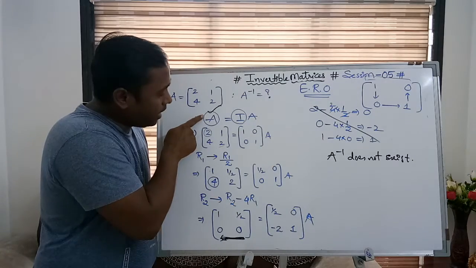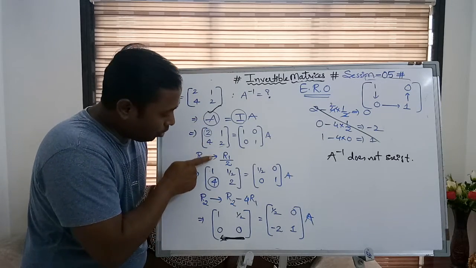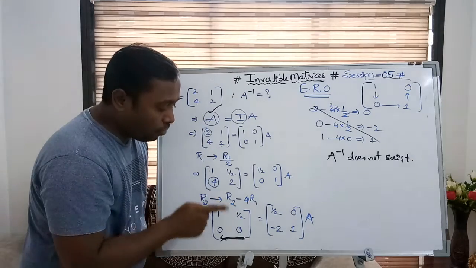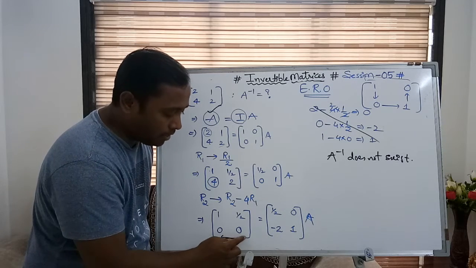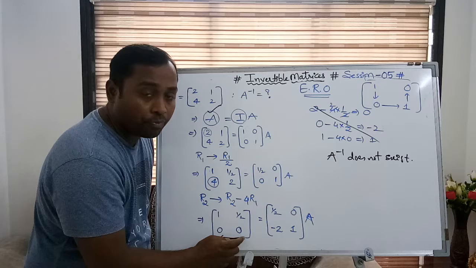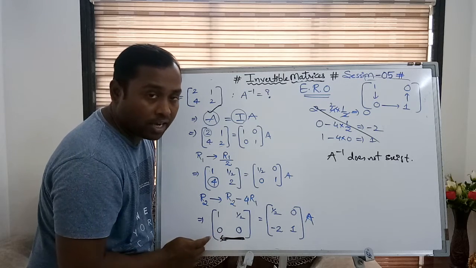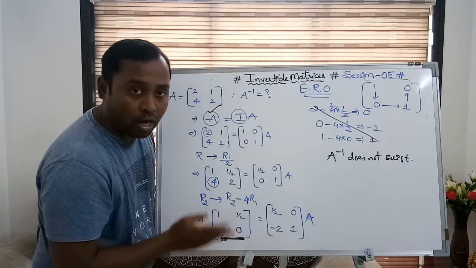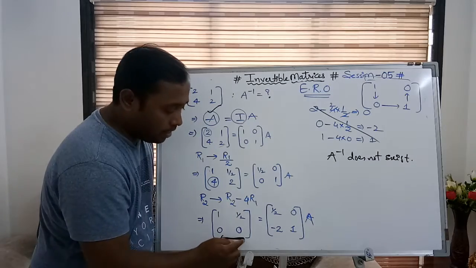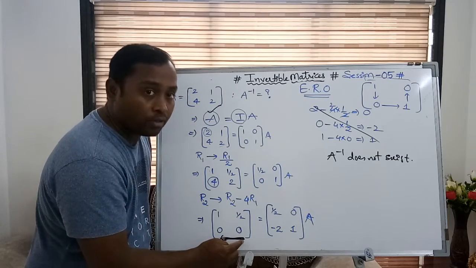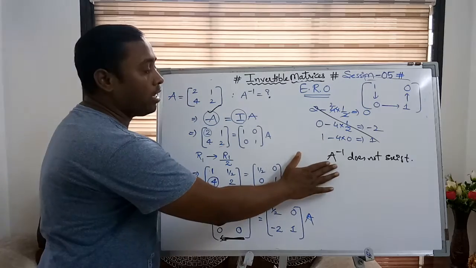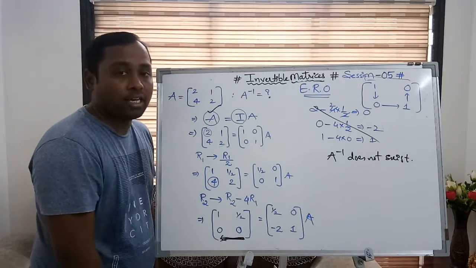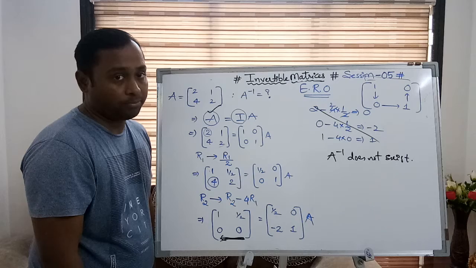So left hand side square matrix, while applying the operations, if anywhere in the process all the elements of any row, R1, R2, R3, whichever it is, are 0, then you can declare from here that the A inverse does not exist, hence no need to solve further.